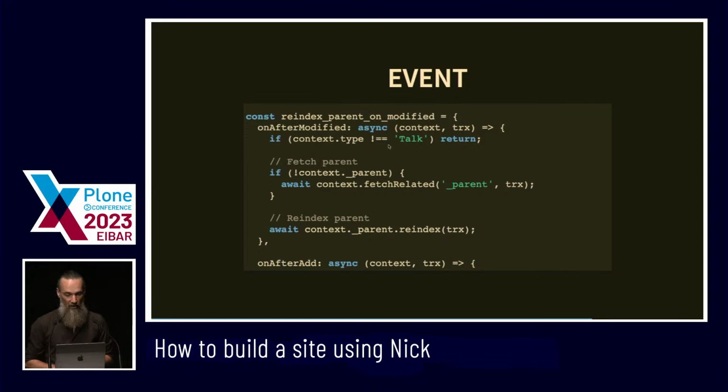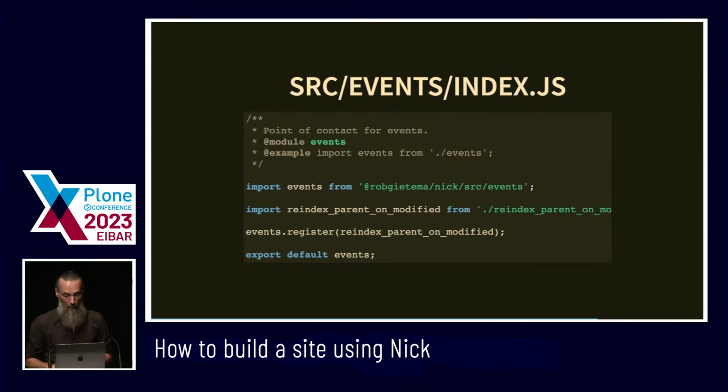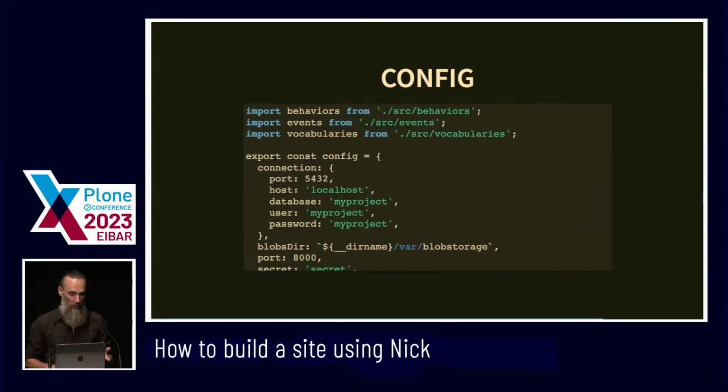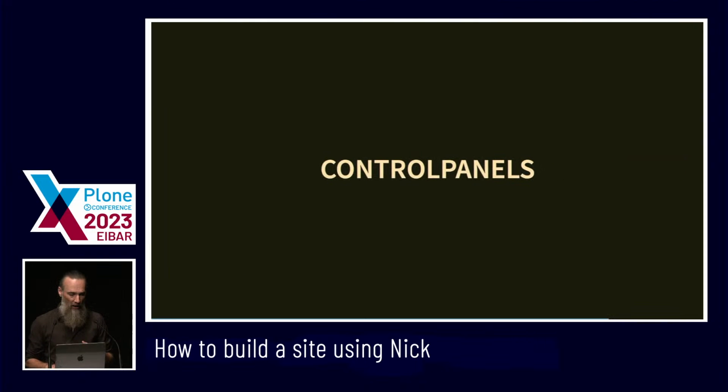We're going to check if our current content type is a talk. If it's not, then it will return. If it is a talk, then we're going to check if the parent is already fetched. If it's not, then we'll fetch our parent. And we're going to use the re-index method of the parent, and it will re-index all the indexes of the parent. We'll hook it up to index.js so we can easily import it and also add it to the configuration. And then this event will be automatically triggered.